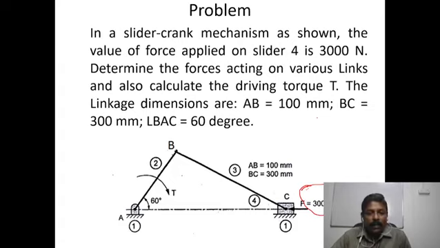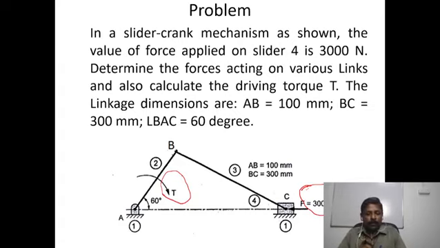The question is to determine the forces acting on various links and also calculate the driving torque T. Here the torque T is applied on the crank in clockwise direction. The link dimensions are given as link AB, that is the crank length, is 100 mm, and BC is the connecting rod, its length is 300 mm, and the angle BAC, that is the crank angle with the line of stroke, is 60 degrees. So this is the given problem.